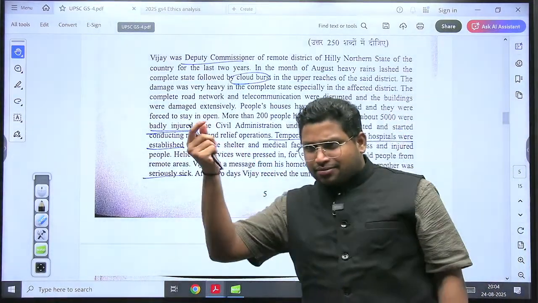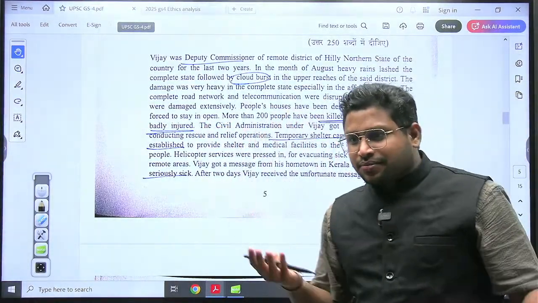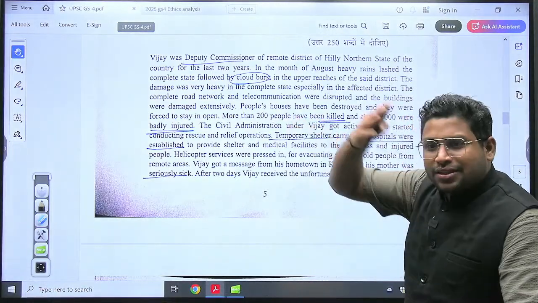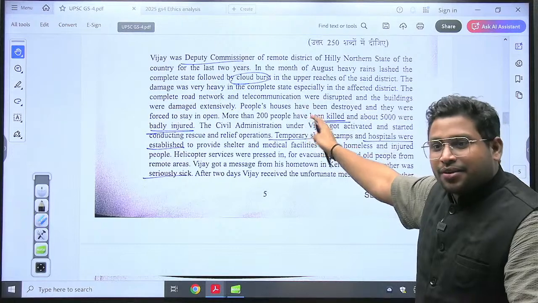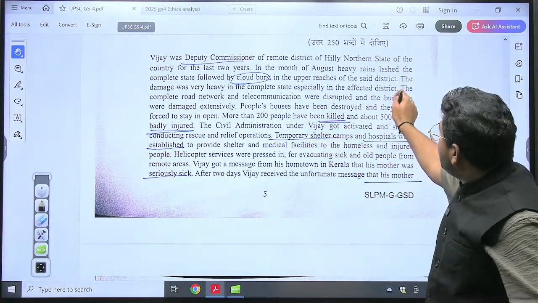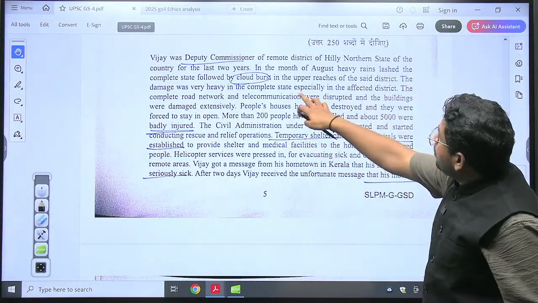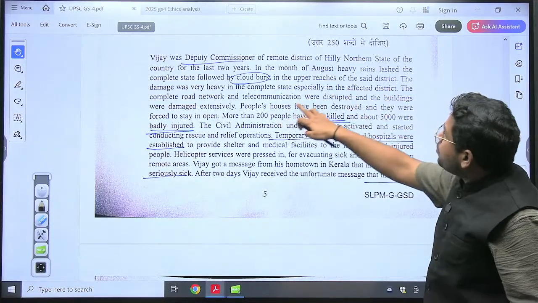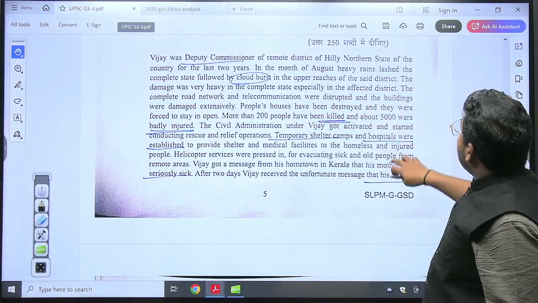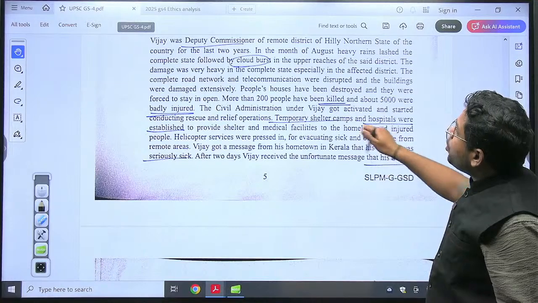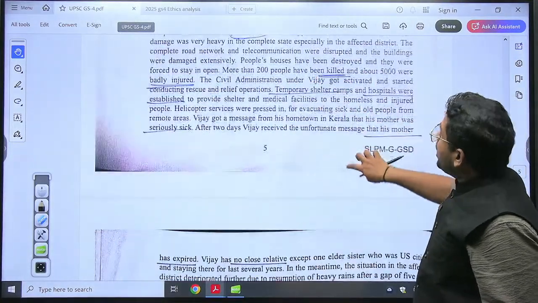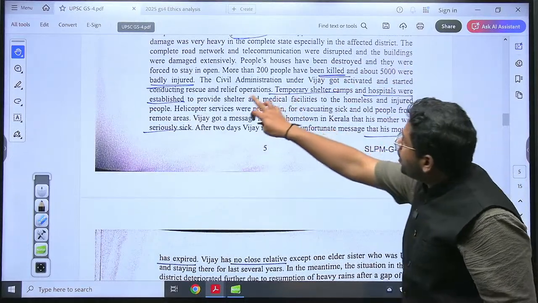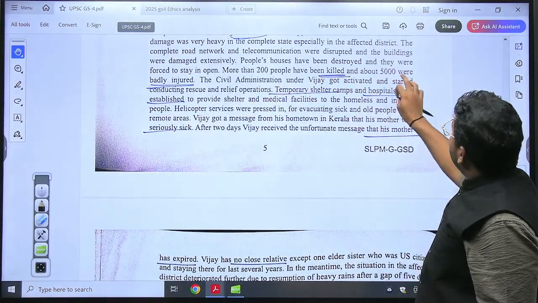It seems like the news, whatever we studied, yes. These things keep on happening. It seems directly they have used it. They have not named it, but they have given the same case study. Now, followed by the cloudburst, the damage was very heavy in the complete state, especially the affected district. The complete road network and telecom were disrupted and the buildings were damaged. People's houses have been destroyed. More than 200 people have been killed.